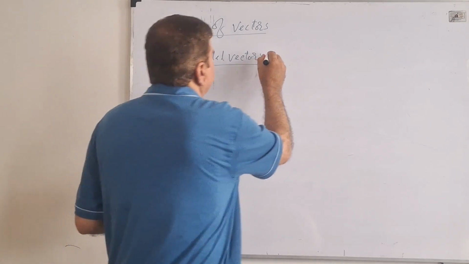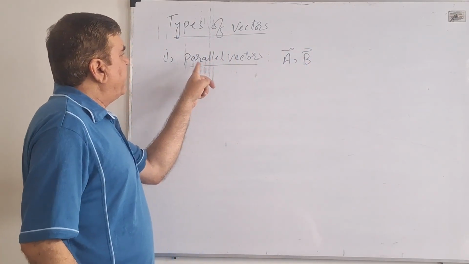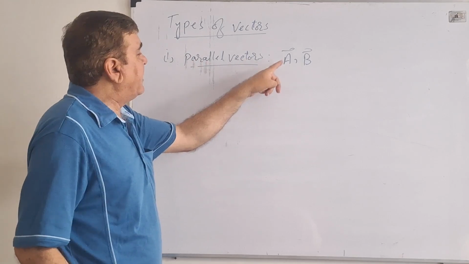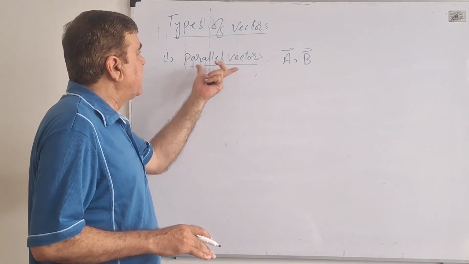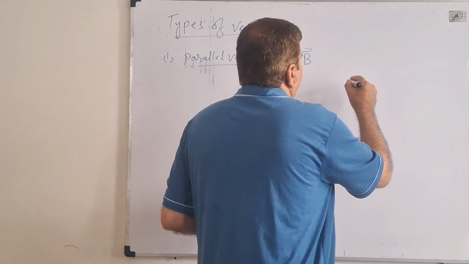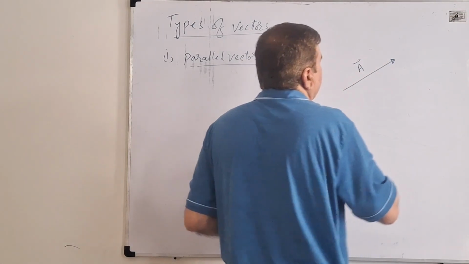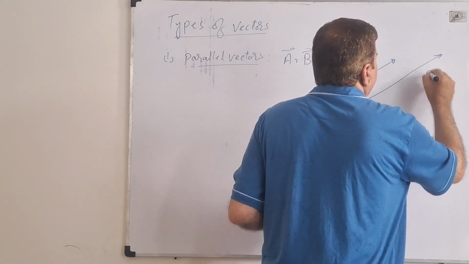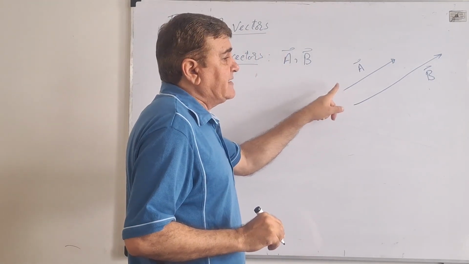So two vectors A and B. Remember, the word parallel vector is in fact a relative term. We always use several vectors to say one is parallel to the other or not parallel to the other. So this is a comparative word, comparing two vectors with each other. Now, let's see, if this is the representative line of A and this is the representative line of B, then A and B are said to be parallel if they point in the same direction.